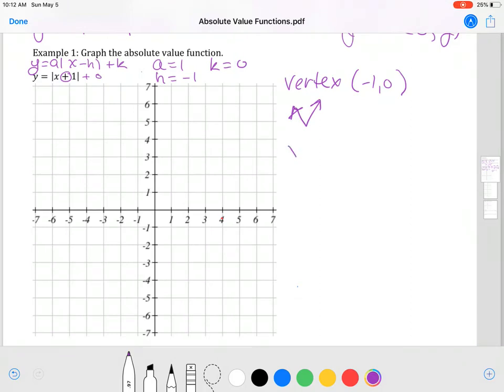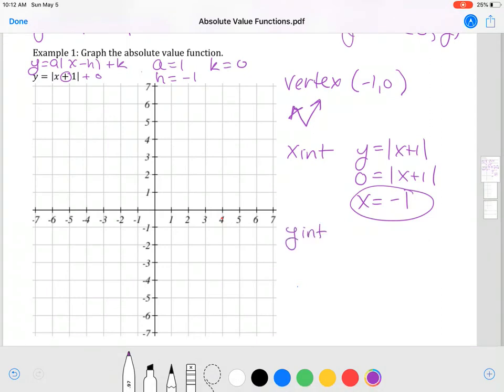The next thing I need to find is my x and y intercept. So I need to find the value of x when y is 0. So here's my equation. I need to plug in 0 for y and figure out what x is. Well, x would have to be -1. So my x-intercept is at -1. My y-intercept is the value of y when x is 0. So if I look at my equation, I'm going to plug in 0 for x, and that's going to give me a 1. So that's my y-intercept.